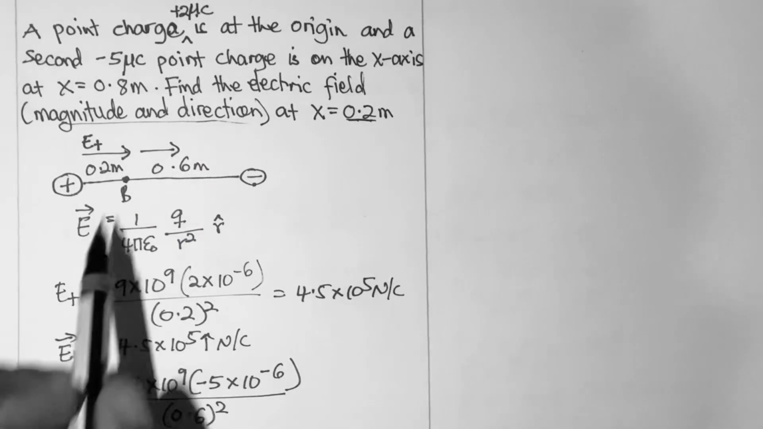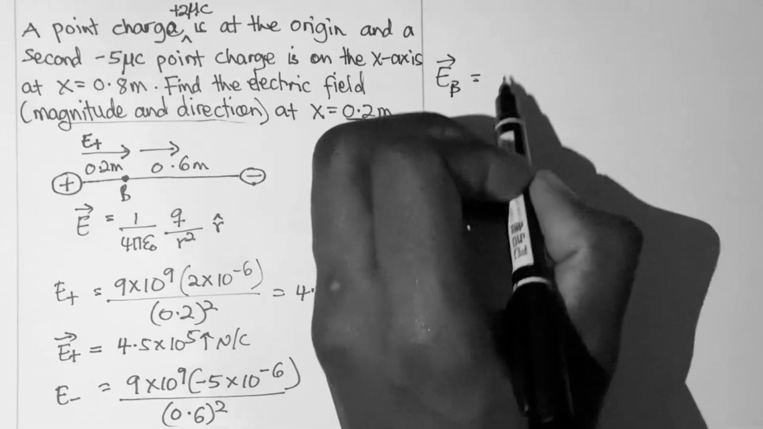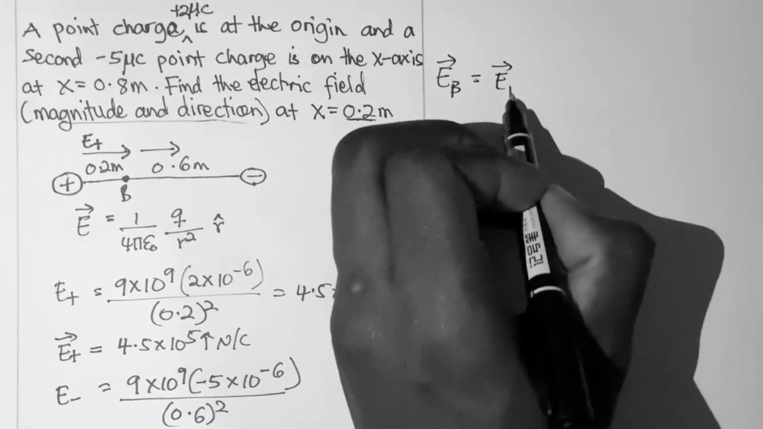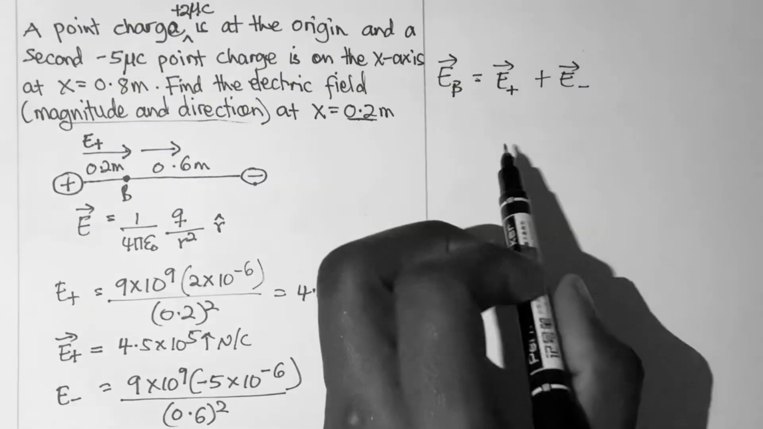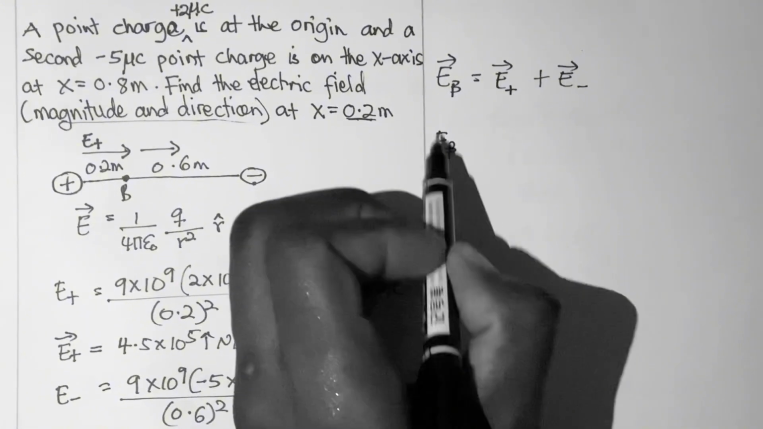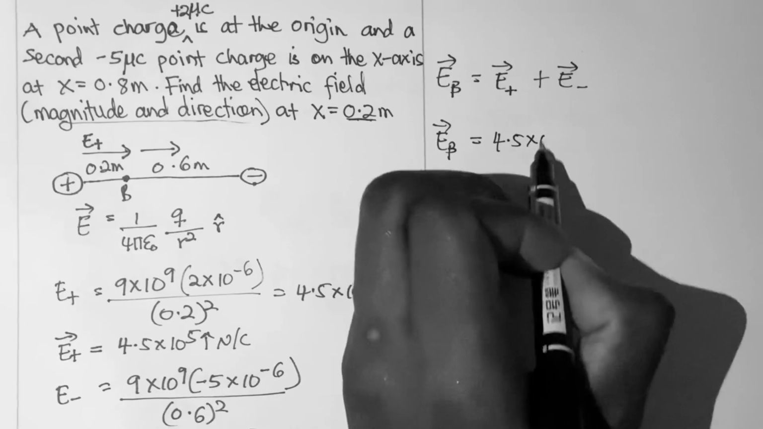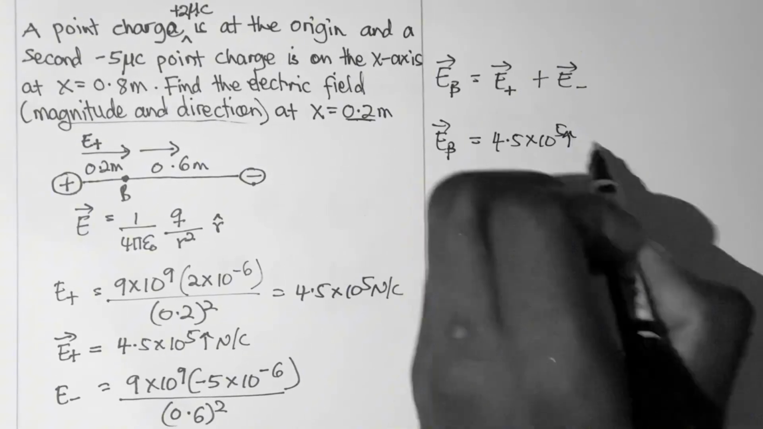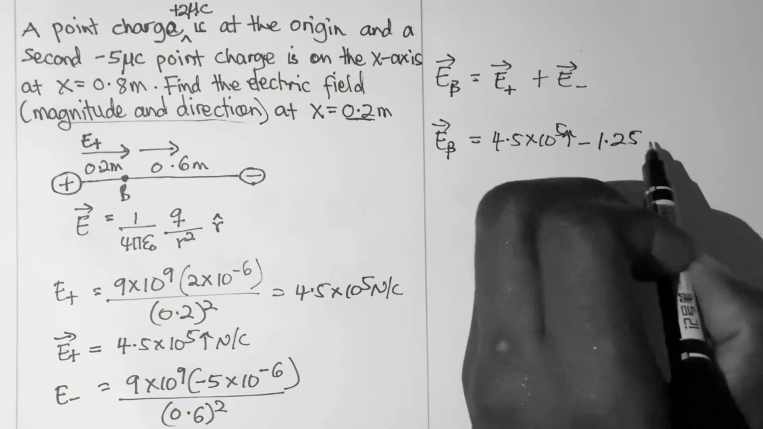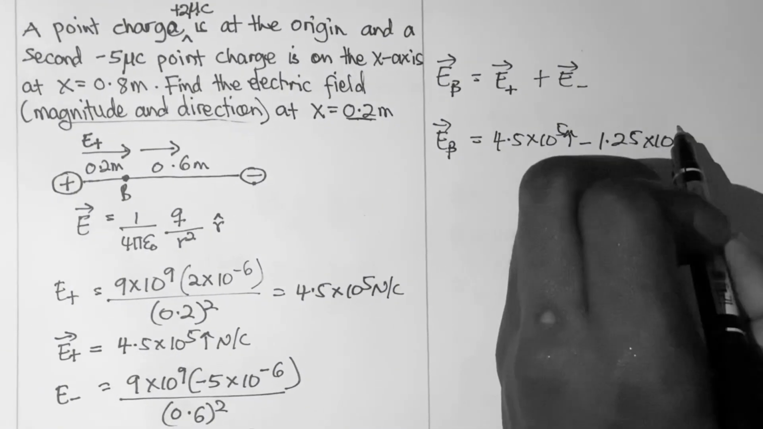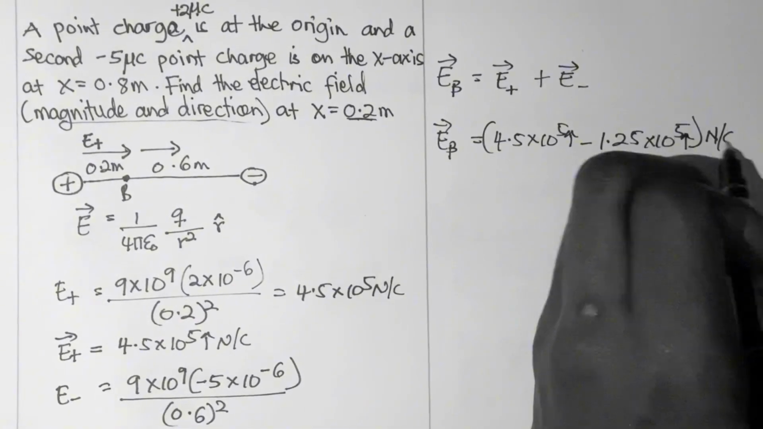So the total electric field at B, E of B, is equal to the electric field due to the positive charge plus the electric field due to the negative charge. So E B is equal to, with the positive charge it was 4.5 times 10 exponent 5 i, then with the negative charge minus 1.25 times 10 exponent 5 i. All of this, the unit is newtons per coulomb.